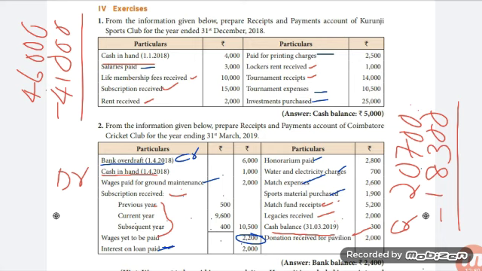Okay children. Then next payment, interest on loan paid. Okay, how? By interest on loan 2000. Next by honorarium paid 2800. Next by water and electricity charges 700. Next by match expenses 2600. Next by sports material purchase 1900. Children, next, donation received for pavilion, that is the receipt, you should enter on the debit side.